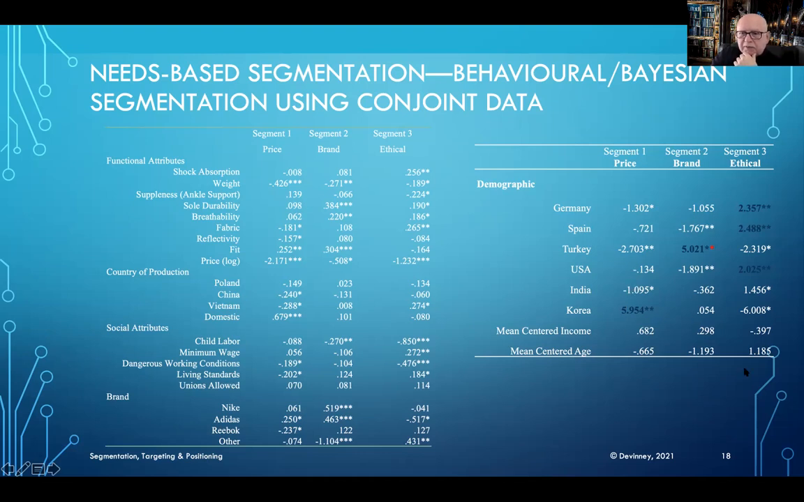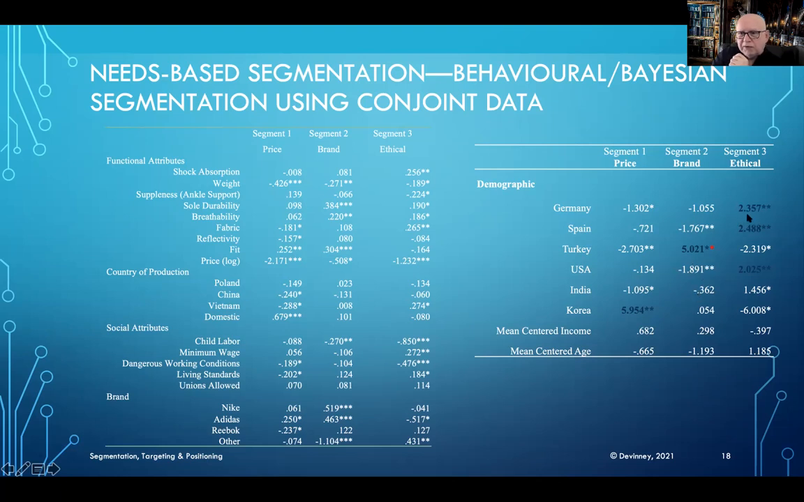Okay, it turns out that it's not related to income or age or anything like that. The Koreans are much more likely to be in the price segment. The Turks are not. To some degree, the Germans aren't, but the Spanish and Americans, no, it doesn't matter. In the brand segment, the Spanish are less likely to be in the brand segment, right? The Turks more, right? USA less, and so on.